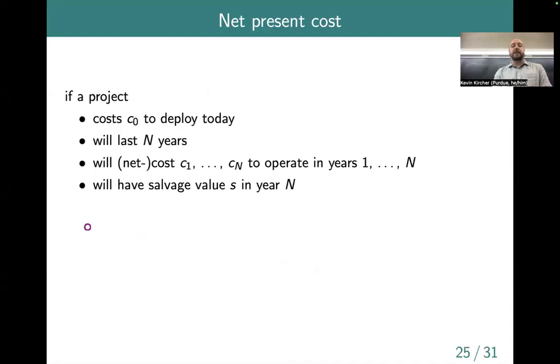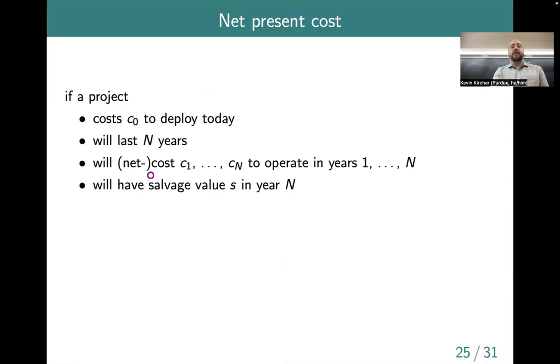So this allows us to do the conversion, the balancing between future recurring costs and initial or capital costs. Suppose we're going to do a project, maybe a battery project, maybe we're putting in a power plant. It has some initial cost, C naught, to deploy. This could be $1,000 or $1 billion, who knows. It'll last n years, maybe a 10 to 20 year range is typical for energy projects.